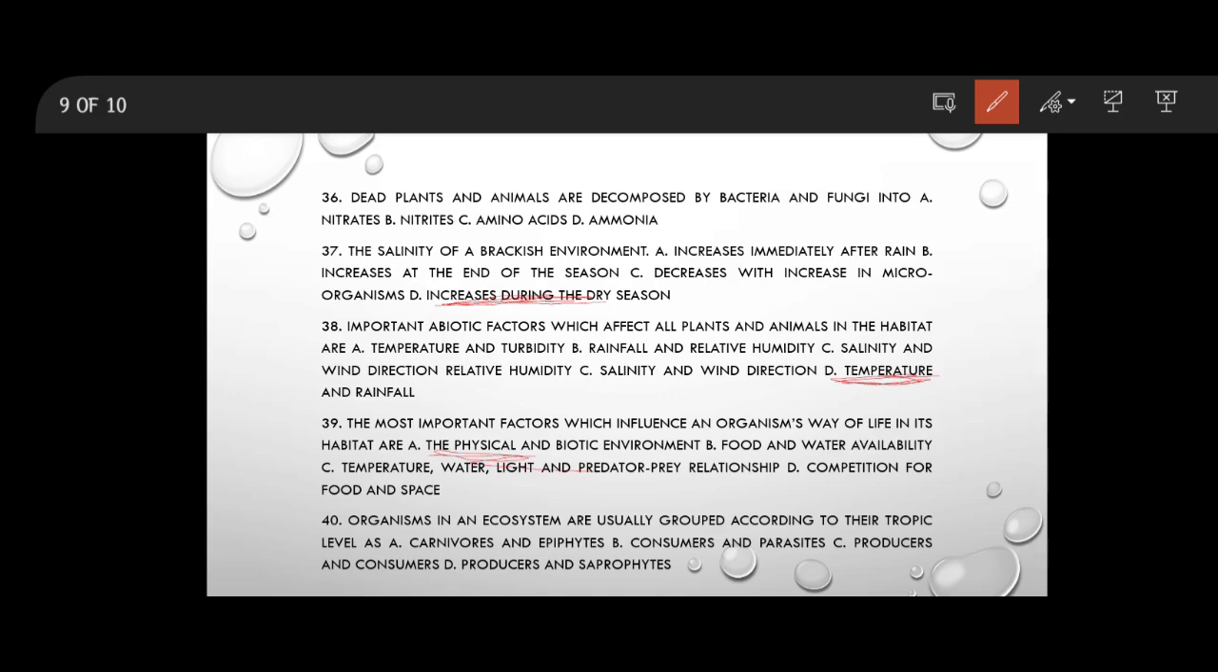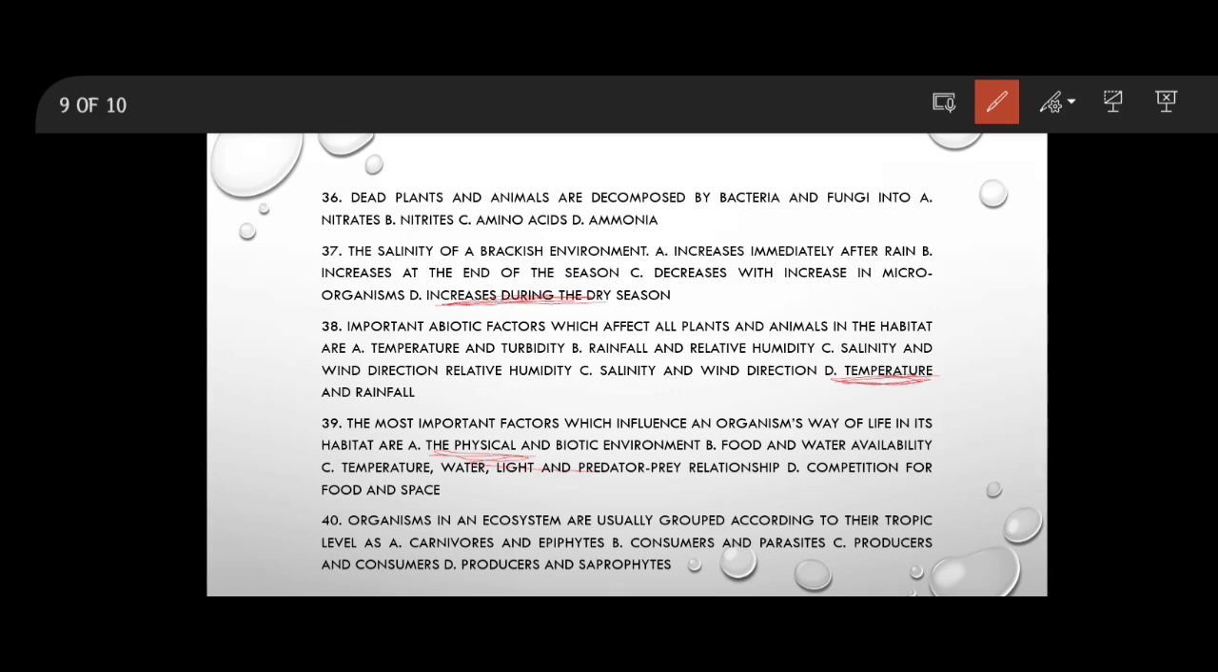And the last question for today. Organisms in an ecosystem are usually grouped according to their trophic level as dash. We have the carnivore and epiphyte. No, carnivores is based on a feeding relationship. Consumer and parasite. Parasite is based on feeding relationship, while consumers are based on trophic level. So it is not the same.